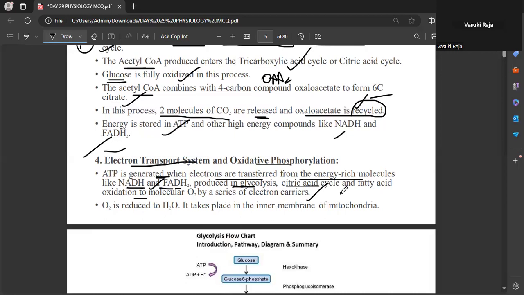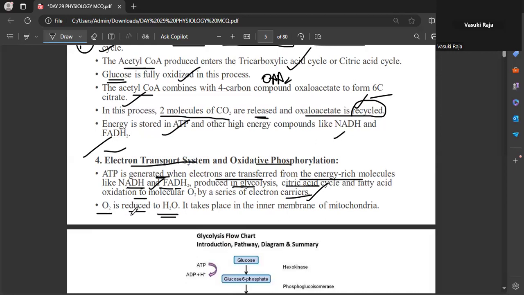Since the electrons are transferring through these electron carriers, when the electrons are transferred from one carrier to another carrier, some sort of energy is getting released, and the energy released here will be used in the synthesis of ATP. This is how the ATP will get synthesized.